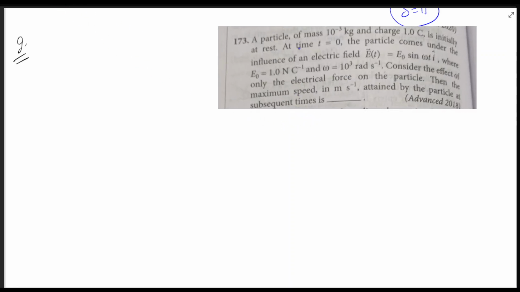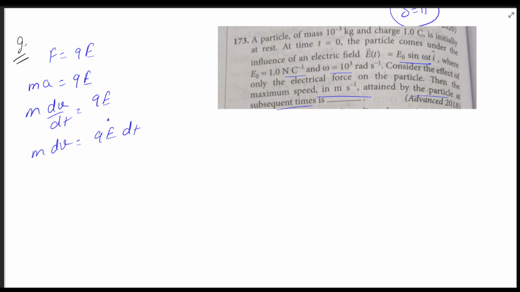So what we have here: a particle of mass m and charge q is initially at rest at t equal to 0. It comes under the influence of an electric field. So considering the effect of force on the particle, find the maximum speed attained by the particle. Okay, it's an easy question. Force will be Q into E, and force we can write as mass into acceleration equals QE, and acceleration we can write as dV by dt, so m dV by dt equals Q into E. So we just have to integrate it.